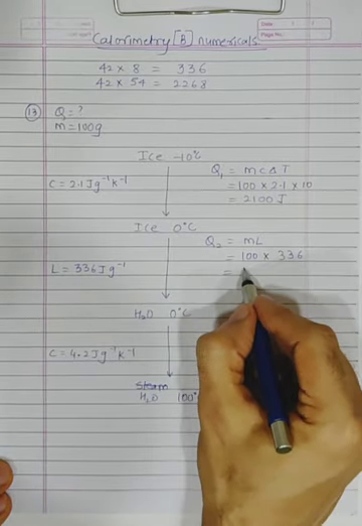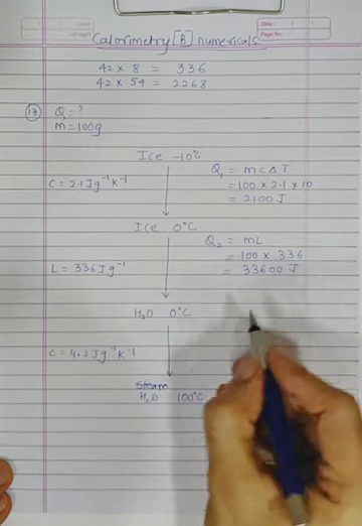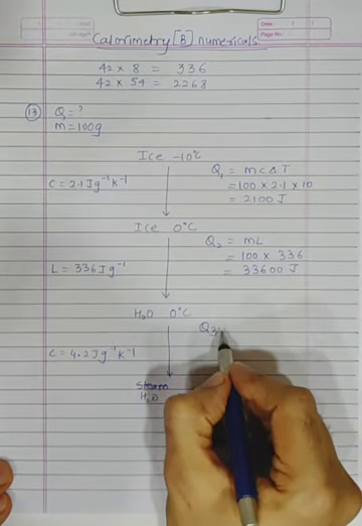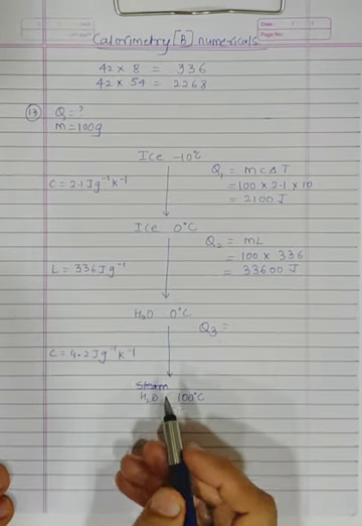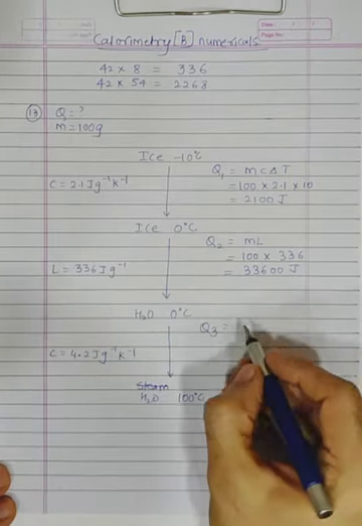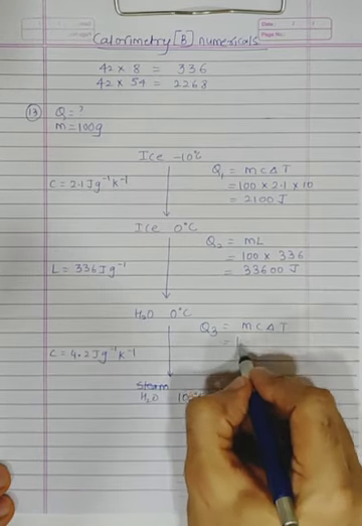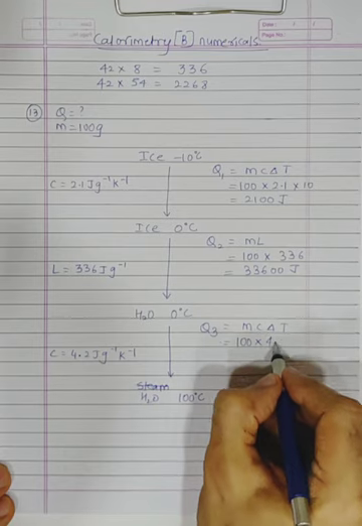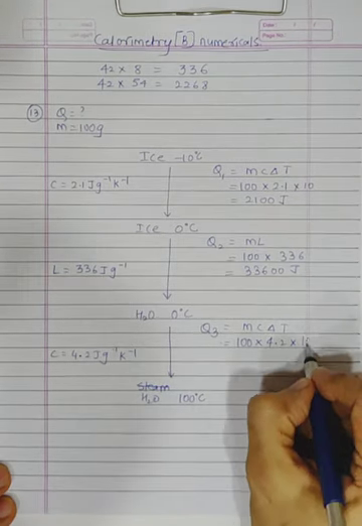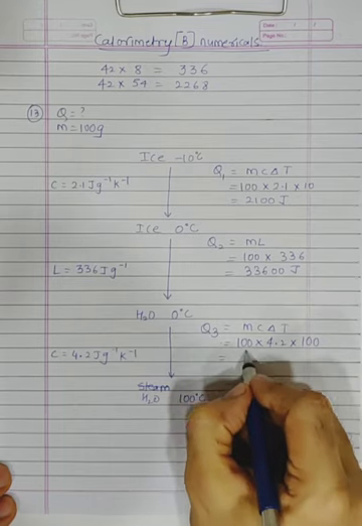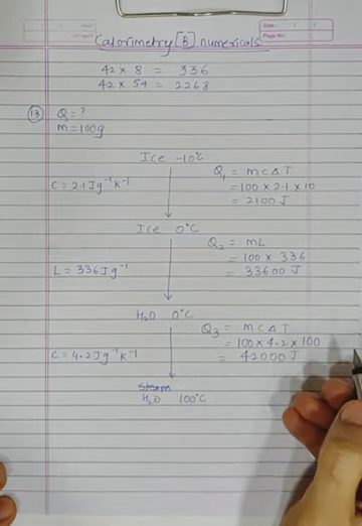336 and multiply by 100, so 33600 joule. Then Q3. Now we are finding what now? Heat in the third stage. Again there is a change in the temperature. We are going to use the formula mc delta T. Mass is 100, C of water 4.2. What is delta T? From 0 to 100, it's 100. Multiply, you will get 420 and then 2 more 0 joule.